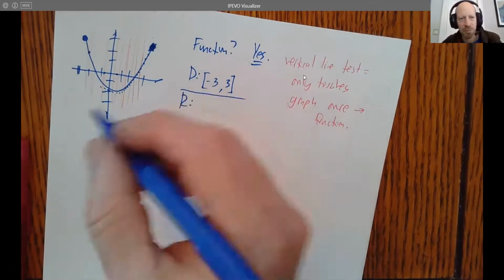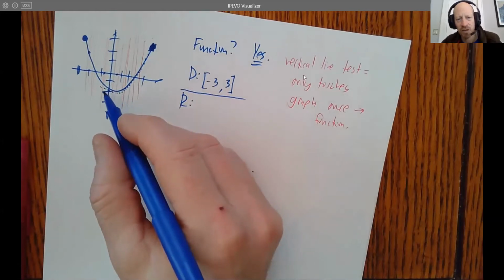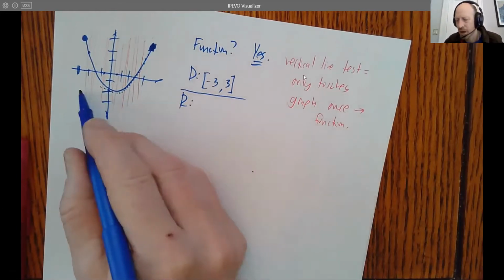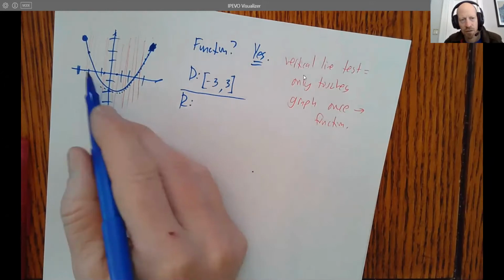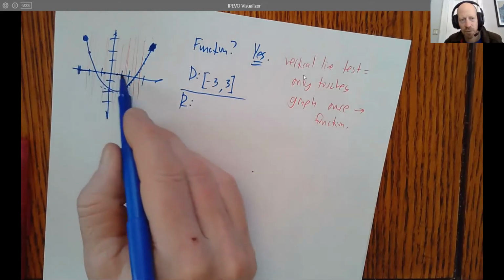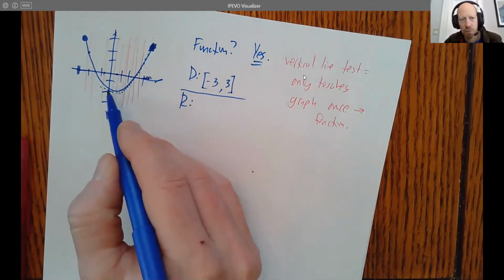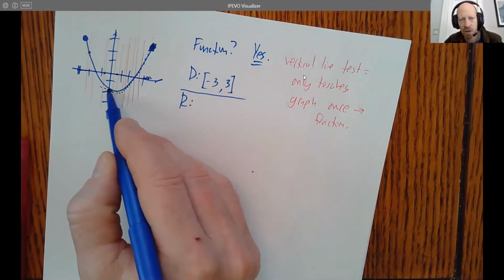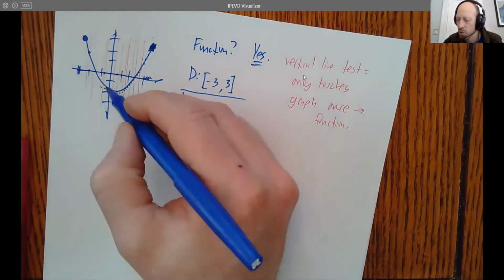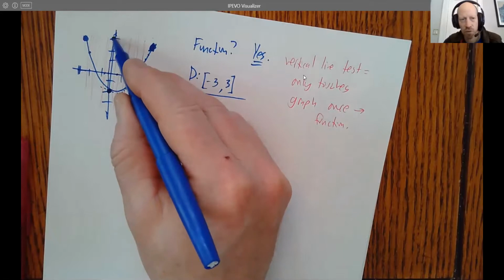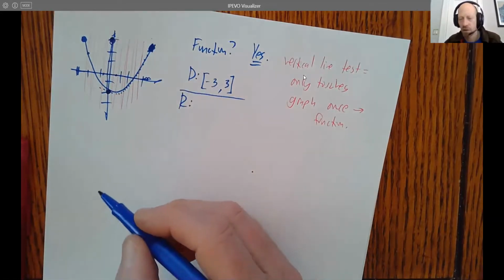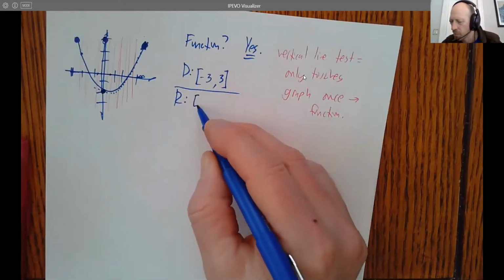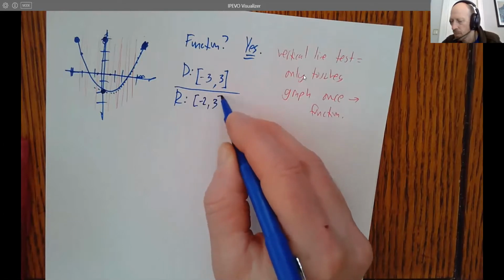In the range, we can play kind of the same game, but the range, remember, is the y values. So rather than going from -3 to 3, for the y values, I'm going to start here, which is -2, and go up to, looks like 3 there. So the range in this case is going to be -2 to 3.